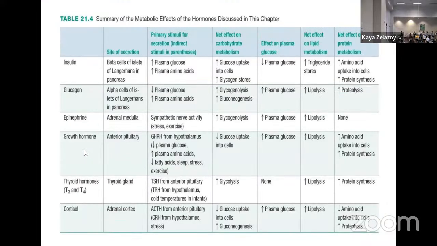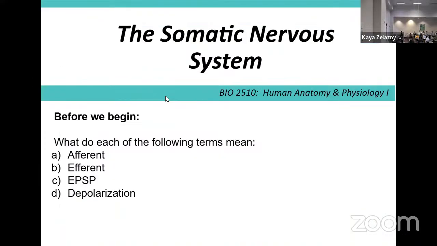Are there questions about the endocrine stuff before we move on to our next packet, which is the somatic stuff? Okay, here we go. All right.